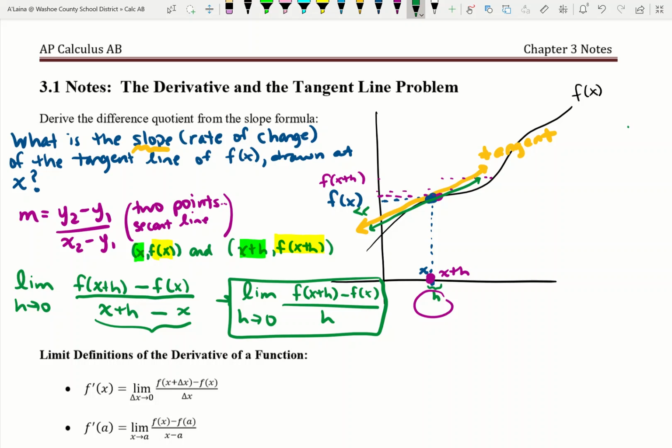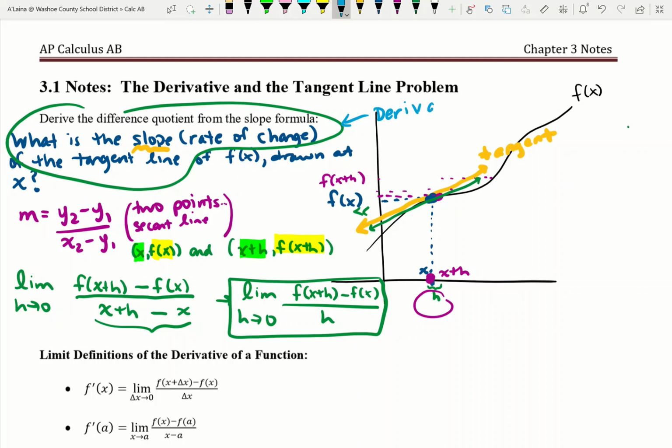Well, we're actually going to give this slope a specific name. We are going to call that the derivative. When we reference that slope of the tangent line, or that rate of change at an instant for that function, we are going to call that the derivative. And this limit right here is called the limit definition of a derivative.